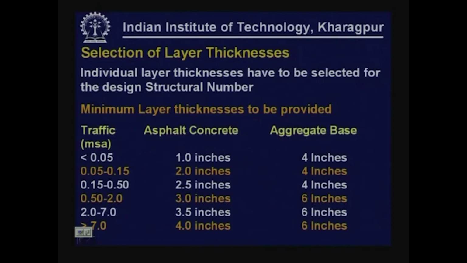So what we get is the structural number from the equation, which has to be split into different layer thicknesses and different material properties. So individual layer thicknesses have to be selected for the design structural number. Minimum layer thicknesses are to be provided for different traffic levels. The corresponding minimum thicknesses are to be provided if you are providing asphalt concrete surfacing and aggregate base. So for asphalt concrete, what are the minimum thicknesses for different traffic levels, and for aggregate base, what is the minimum thickness for different levels of traffic, are indicated here.